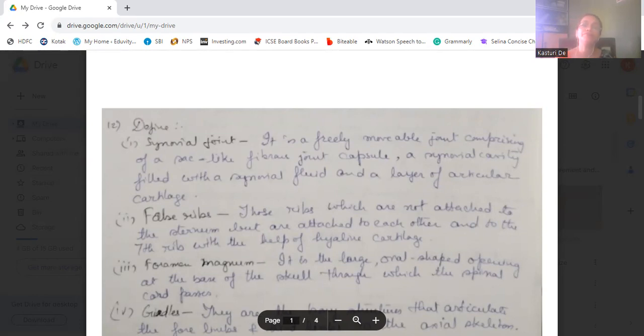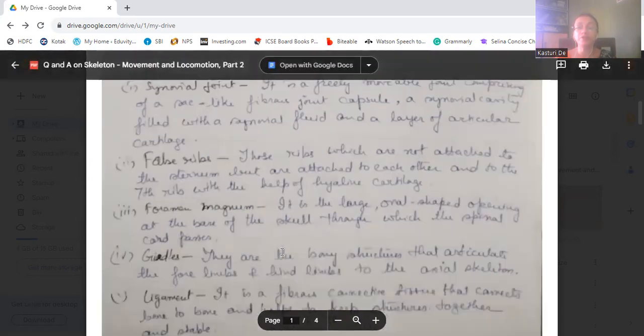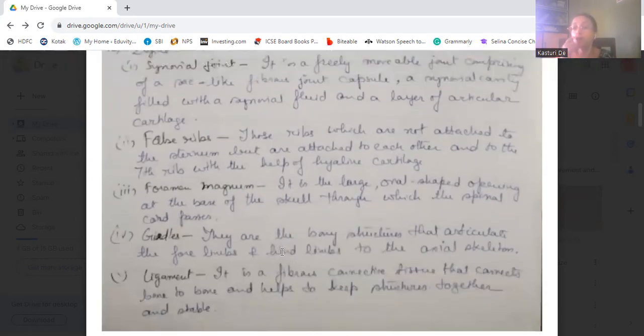Then, define false ribs. Those ribs which are not attached to the sternum, but are attached to each other and to the seventh rib. So the ribs which are not directly attached to the sternum, but are attached to each other and in turn attach to the seventh rib, which is the true rib, with the help of hyaline cartilage, are called false ribs: 8, 9, and 10.